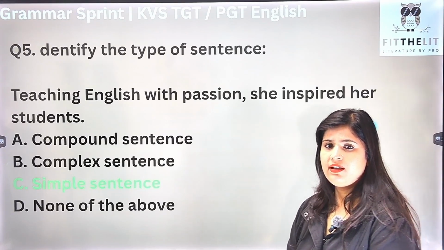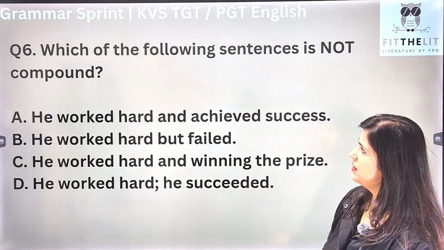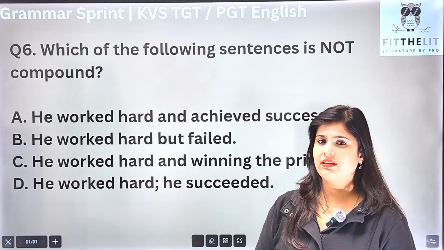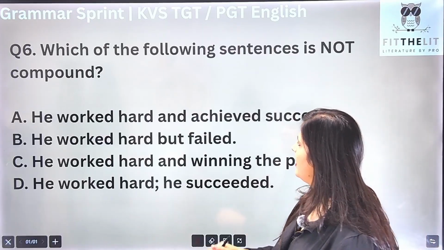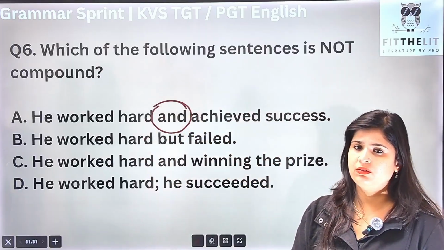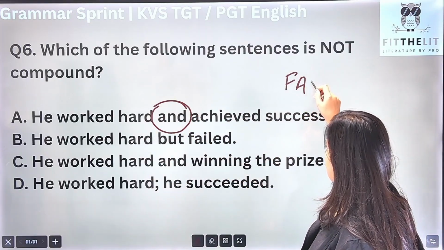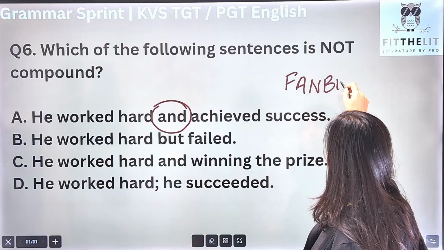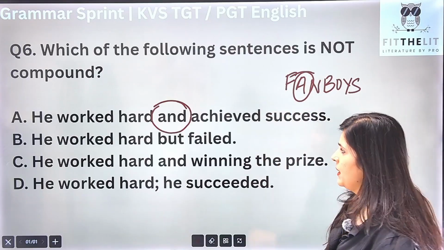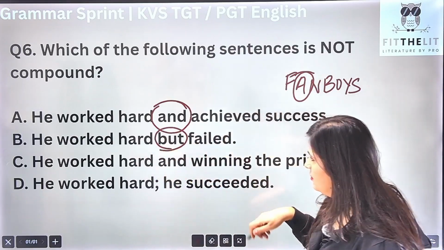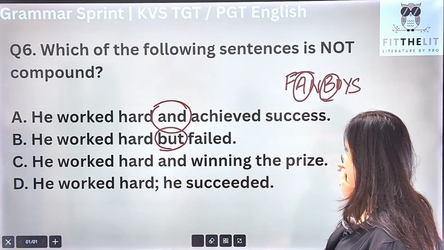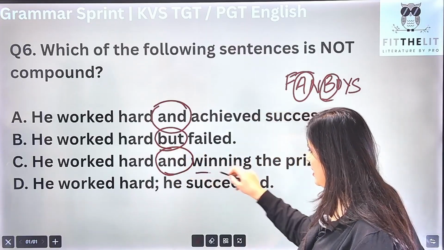Let us move forward with question number 6. So look at this sixth question. Which of the following sentences is not compound? He worked hard and achieved success. Both equally important. And वैसे भी and आ गया, तो fanboys में if you remember, A stands for and, right? Then we have but. He worked hard but failed. Again, ये भी है. He worked hard and winning the prize, ये भी and है, but look at this sentence.